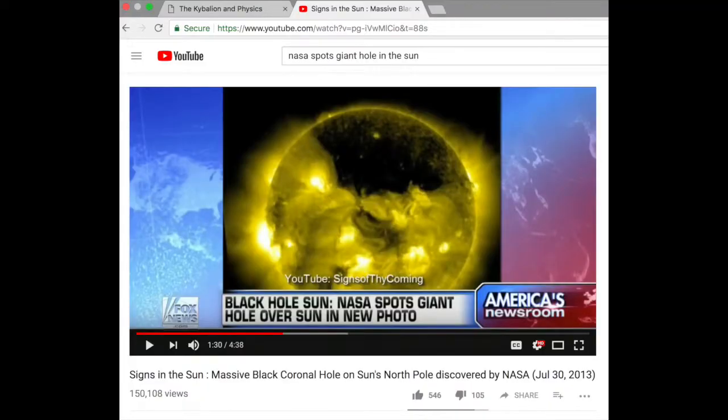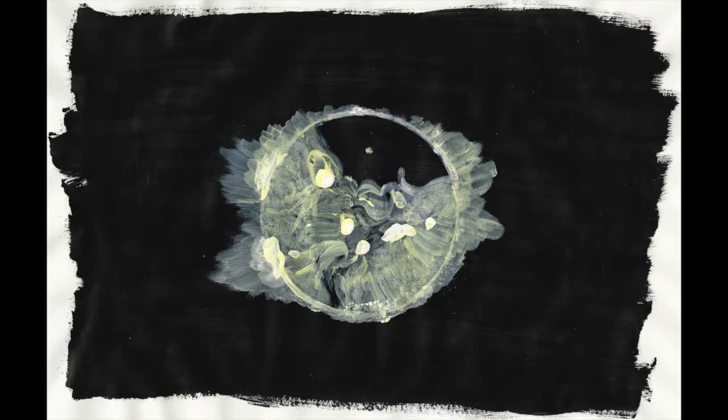"NASA spots giant hole over the sun" was the headline from the American Fox News channel on July 30th, 2013, as reported by NASA. This is the image that was reported to show a hole in the sun, but it actually showed the dark inward energy underneath the brightness of the sun. If space were somehow gray, we would see that the darkness underneath the surface of the sun is still dark.